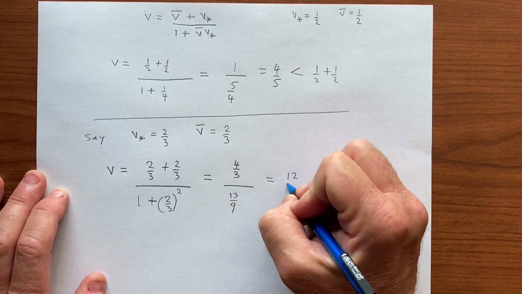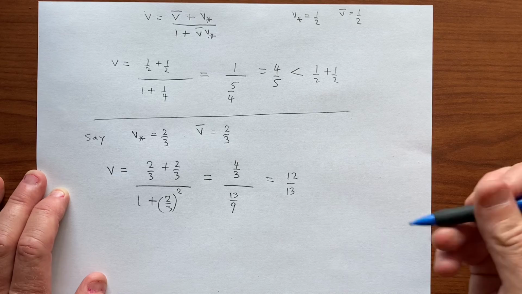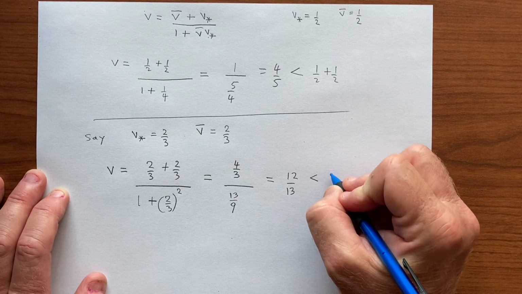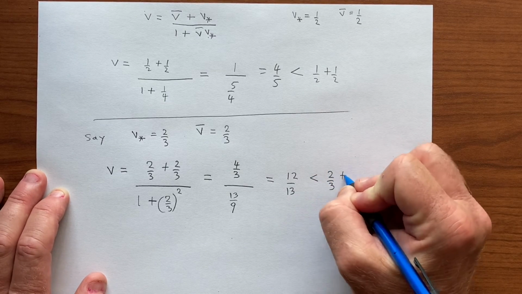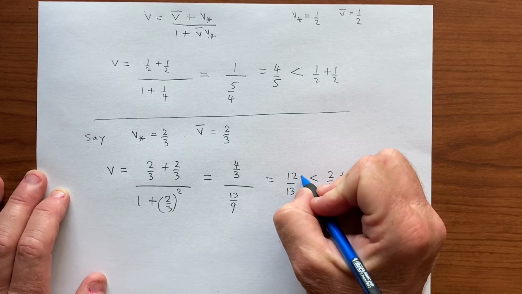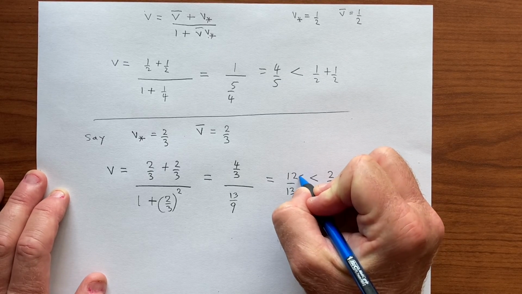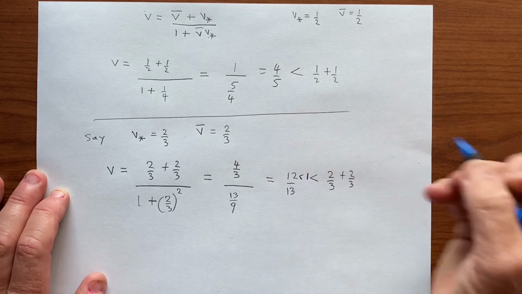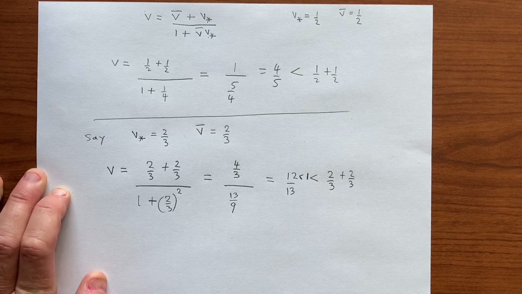And so therefore, what does this become? It becomes 12/13, and of course, that's less than 2/3 plus 2/3, but it's also, more importantly, less than 1, right? Because it has to be less than the speed of light.